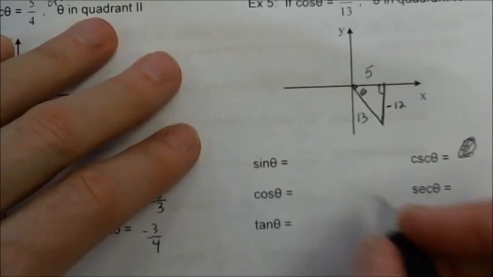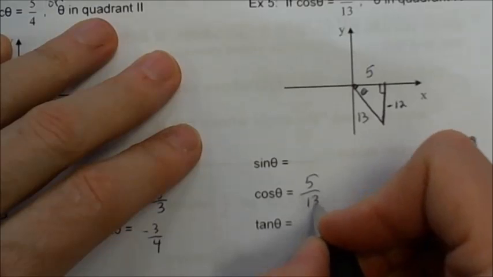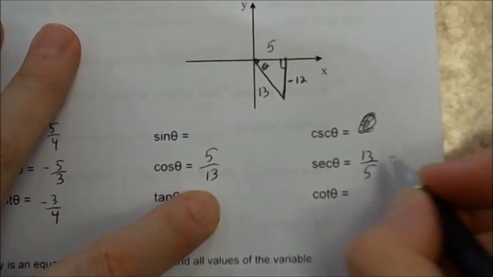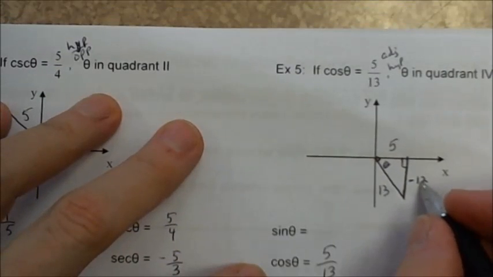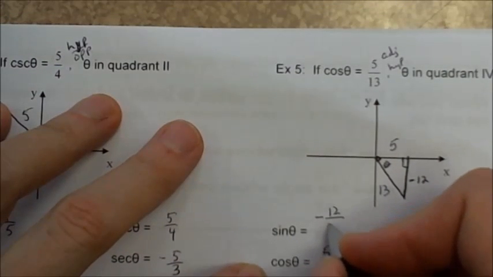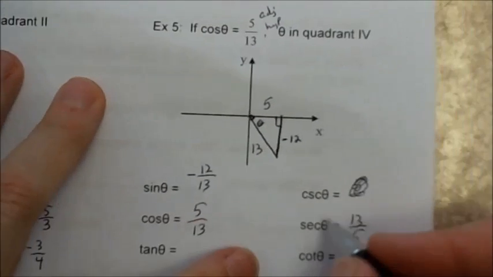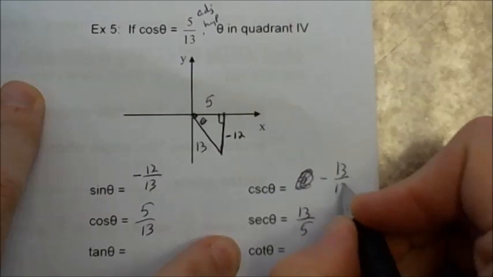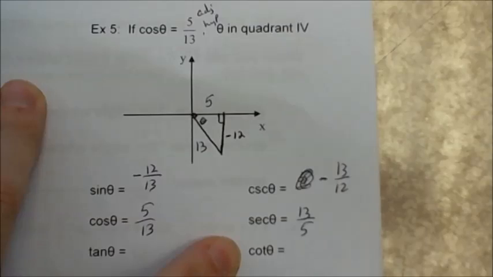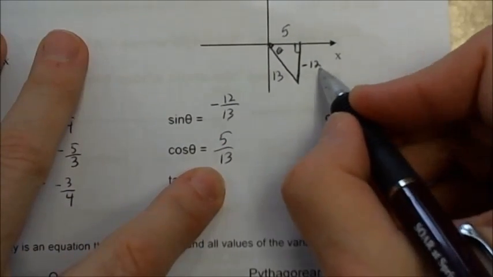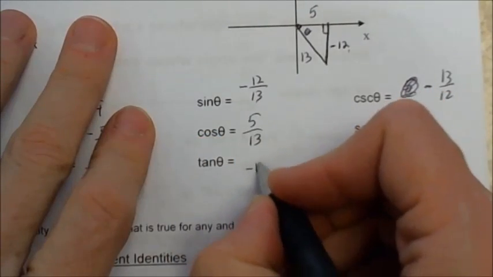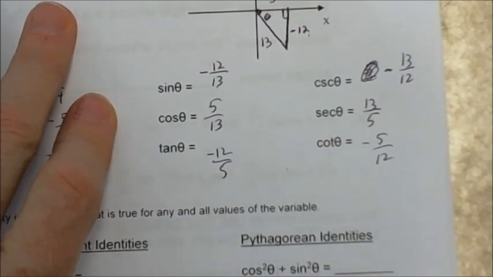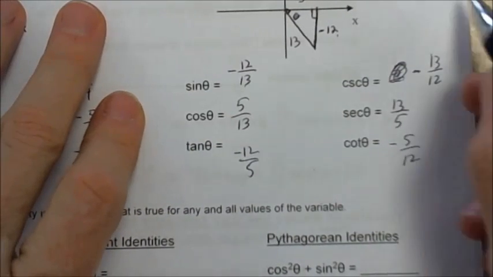So the cosine is 5/13. Oops, that's cosecant, sorry. 5/13. The secant is the reciprocal of that, 13/5. The sine is opposite over hypotenuse, negative 12/13. And the cosecant is the reciprocal, 13/12, negative. And then the tangent is opposite over adjacent, negative 12/5. Cotangent is negative 5/12. And that's the end of that problem.